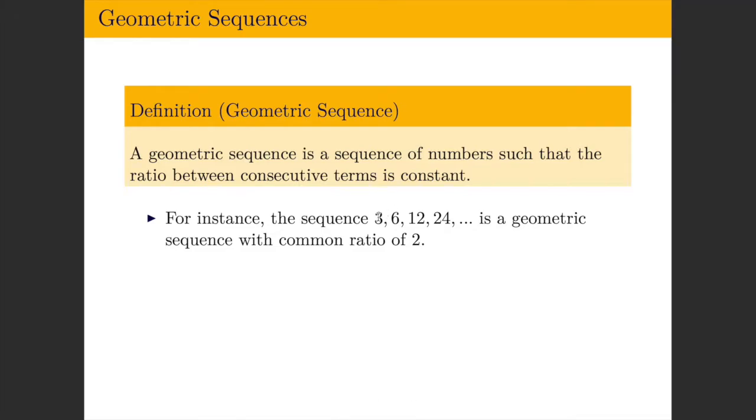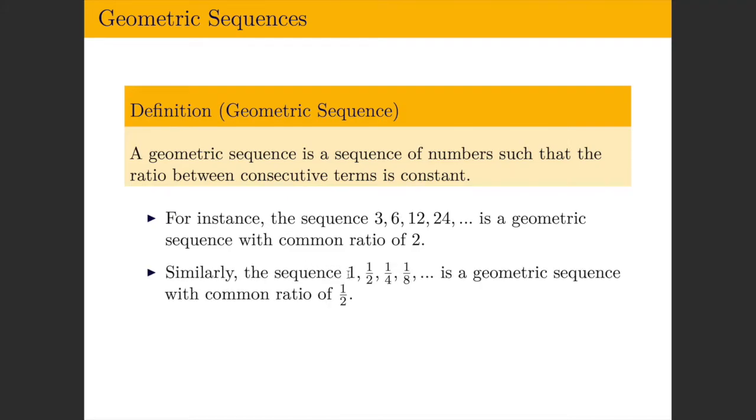For example, if we look at the series of numbers 3, 6, 12, 24, you'll notice that going from 3 to 6 we double. Going from 6 to 12, we also double. And going from 12 to 24, we also double. So we say the geometric sequence has a common ratio of 2. In other words, each time we move up one term in the sequence, we multiply by 2.